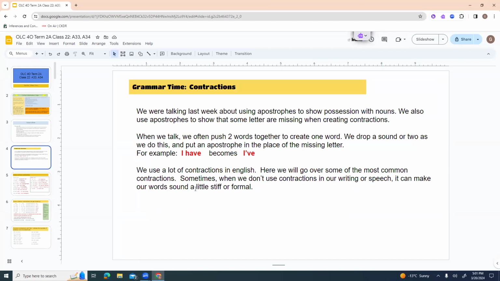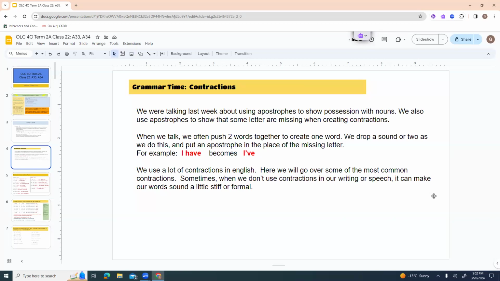Okay, looking at contractions, we were talking last week about using apostrophes to show possession with nouns. Probably not last week, probably just yesterday, I think. We also use apostrophes to show that some letter or letters are missing when creating contractions. So when we talk, we often push two words together to create one new word, and we drop a sound or two as we do this. And then in writing, we put an apostrophe in place of the missing letter to show that we kind of know that it's missing, right? So I have becomes I've.